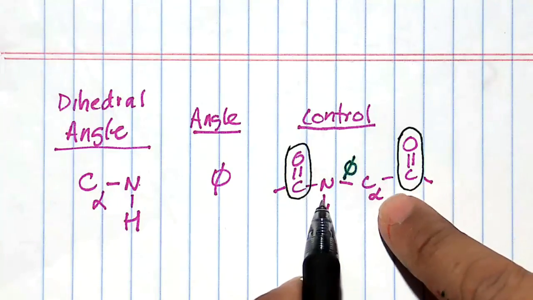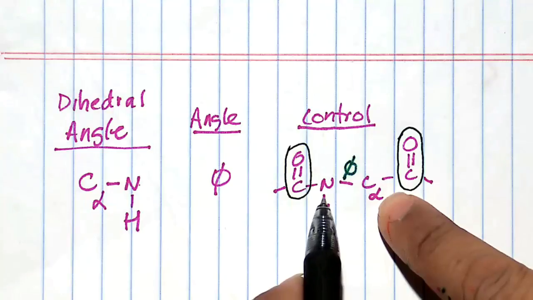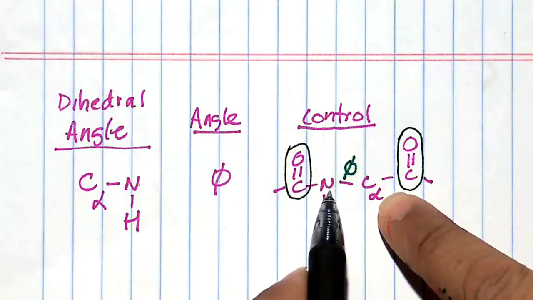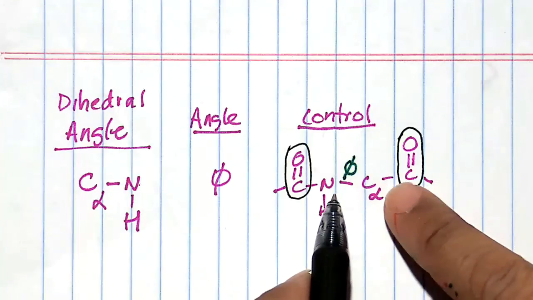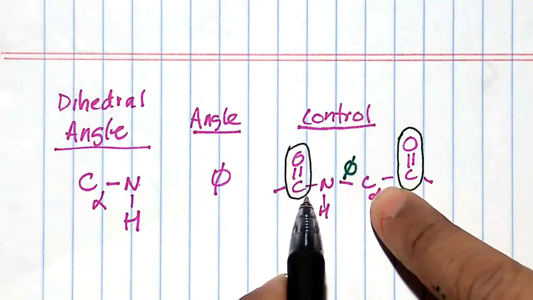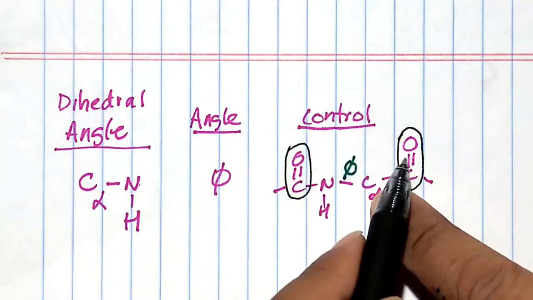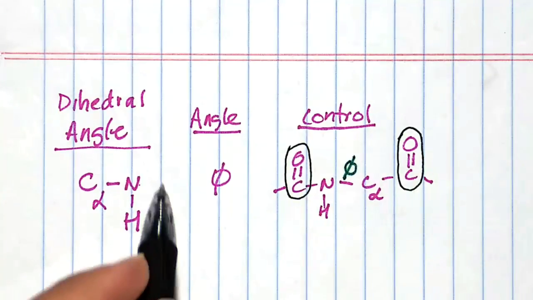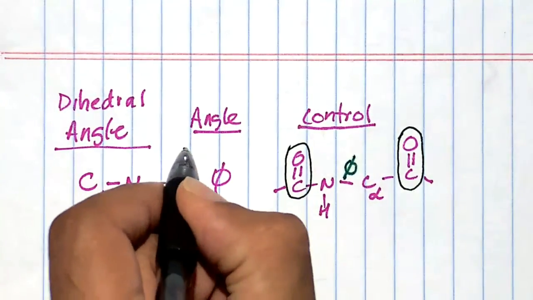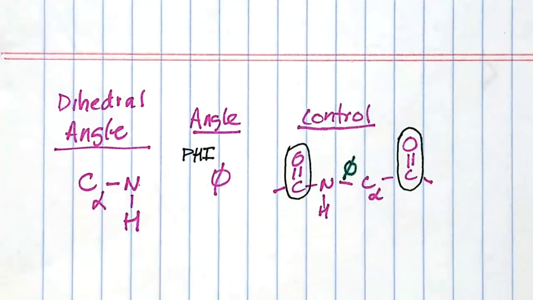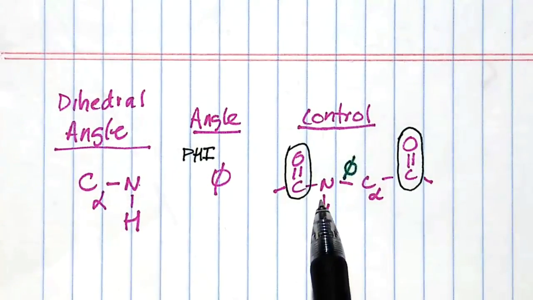If you hold the C alpha carbon still and rotate across this bond by rotating the nitrogen, this C double bond O will stay the same while this C double bond O will rotate relative to this one. So that is really what the dihedral angle phi represents. So there are acceptable dihedral angles and there are non-acceptable dihedral angles.